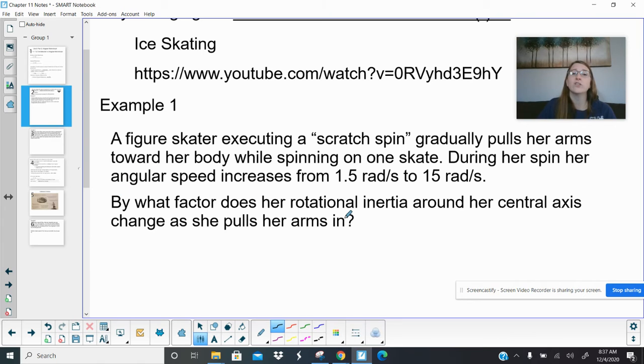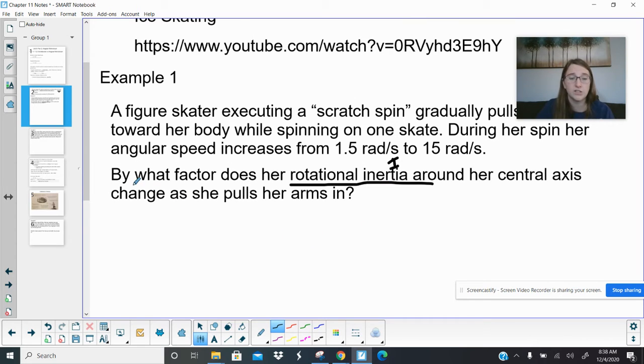So this is a weird question. You might not think it has anything to do with angular momentum. By what factor does her rotational inertia around her central axis change as she pulls her arms in? But rotational inertia, again, is in our angular momentum formula. So what this question is saying is her initial angular momentum, we know that by conservation of momentum, is going to equal her final.